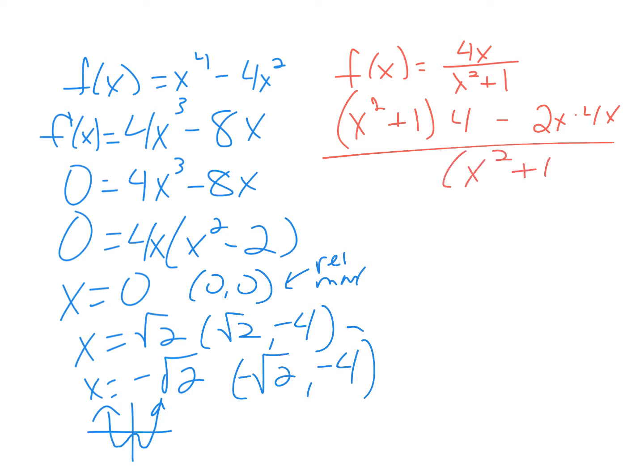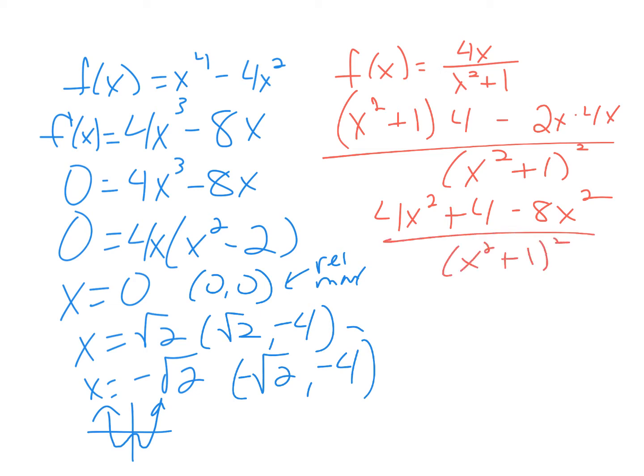And we're applying the quotient rule. Hopefully you remember it. And then simplify: 4x squared plus 4 minus 8x squared, over (x squared plus 1) squared. Negative 4x squared plus 4.